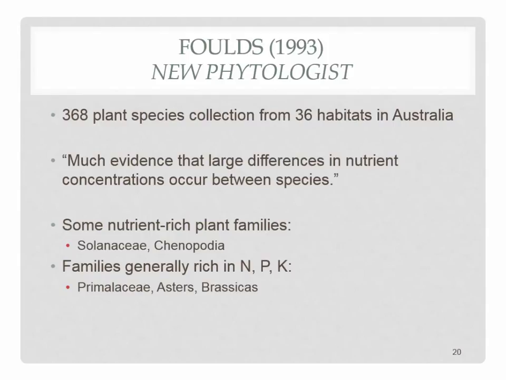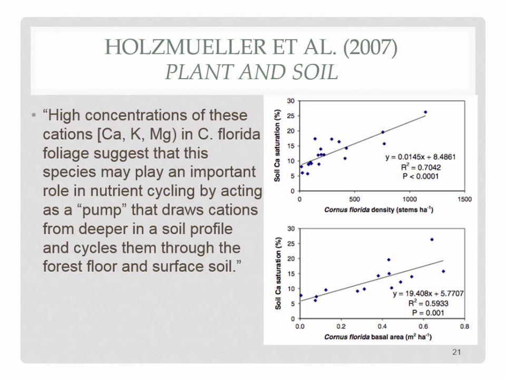I'm going to bypass this one. This was a study done in Australia, showing similar results: they found that certain plants, certain plant families, take up different types of nutrients preferentially. So this further supports what we've used for a long time in permaculture.